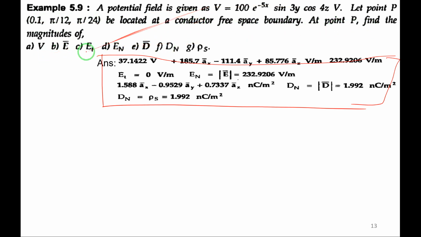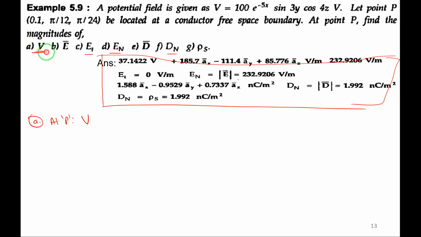The same thing what we have done, but in this you can see here, V is given, and you can find out what is the tangential component, what is the normal component they have asked, and what is Dn, all these things. We should be very clear. We'll see one by one, right? Okay, V is given. Part A, we'll see: V at point P.